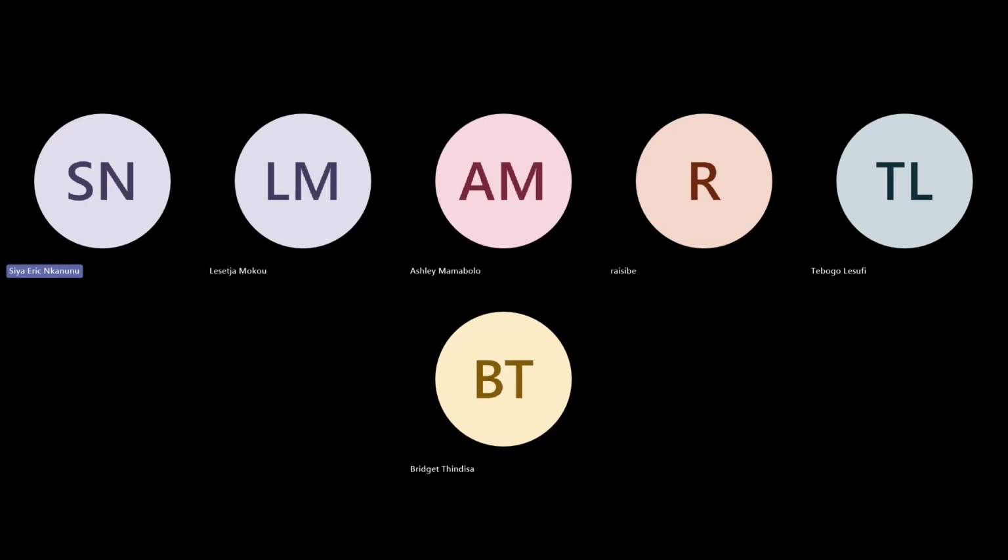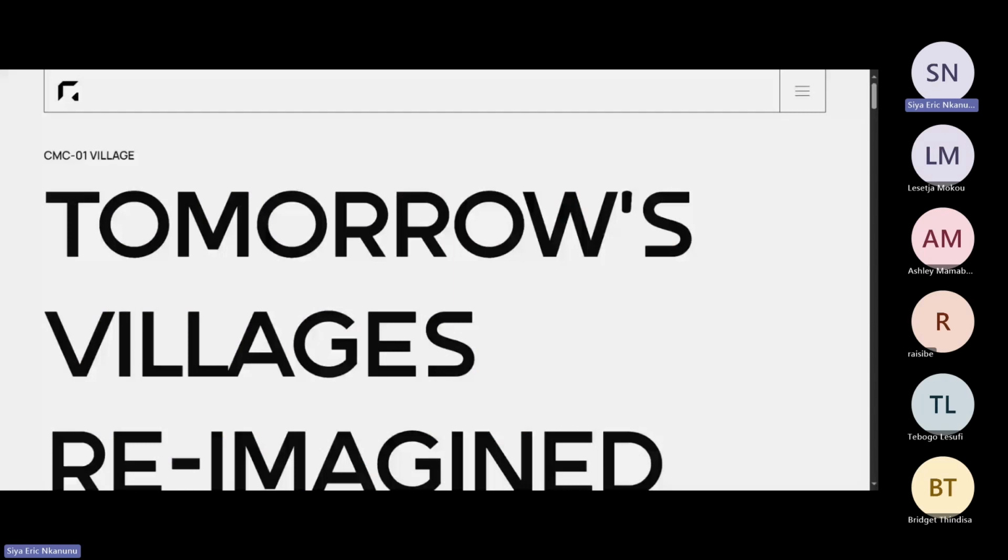Okay, we are here for the expression of interest on how to complete the registration on the website. So I'll be taking you through how to do it. The expression of interest is a section in the website dedicated to people who are interested in purchasing a home in CMC 01 Village. We have created a section on the website for people to register their interest. Since the development hasn't started yet, we will be able to allocate the homes according to people who have registered first.